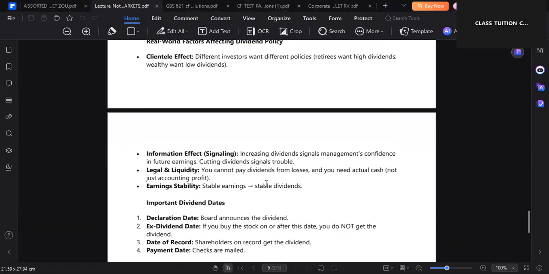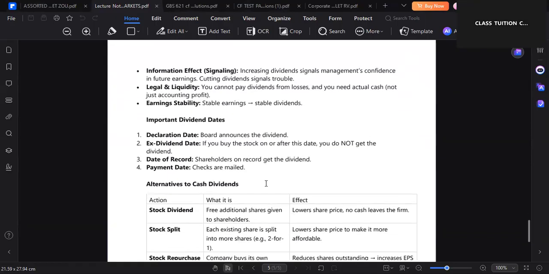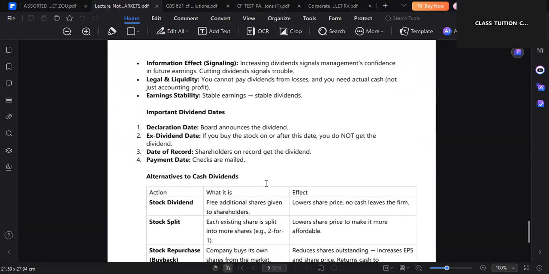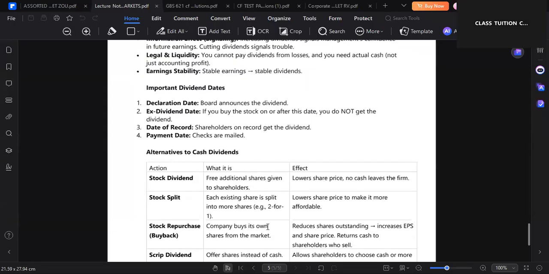These dividend dates are important. Number one is what is called the declaration date, the ex-dividend date, the date of record, and the payment date. These are important to investors. What are these dates? So the declaration date is where the board of directors will announce the dividend. Then the ex-dividend date is usually 2 business days before the record date. So if you buy stock on or after that date, you do not receive the dividend. So the seller will receive it instead.